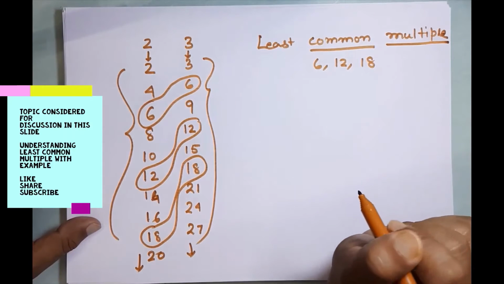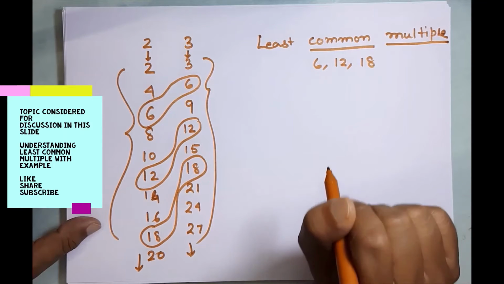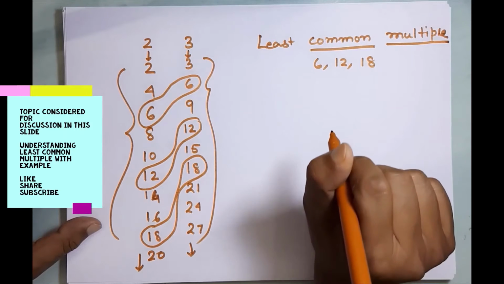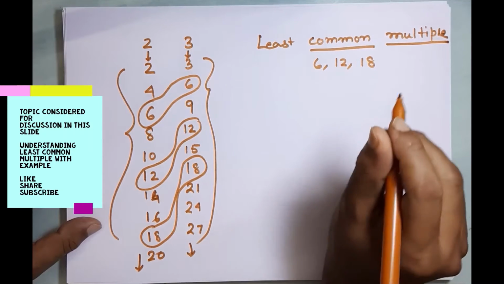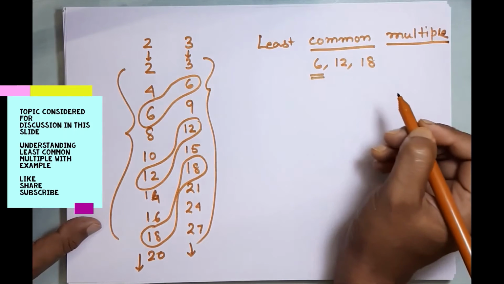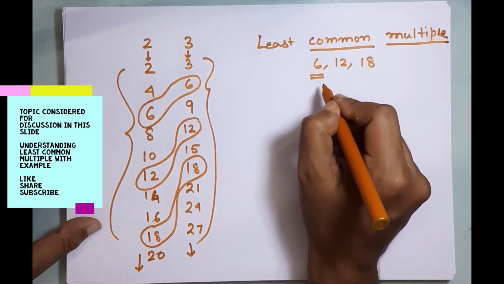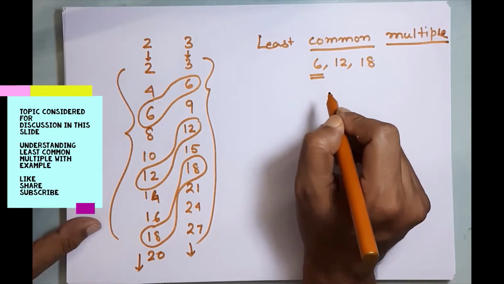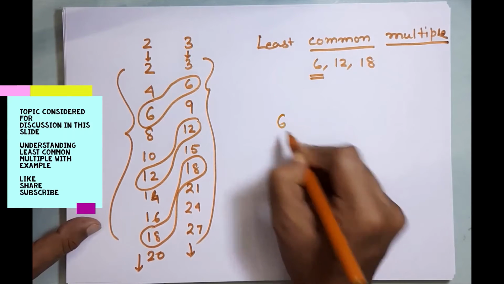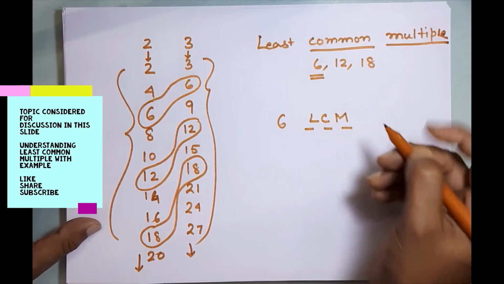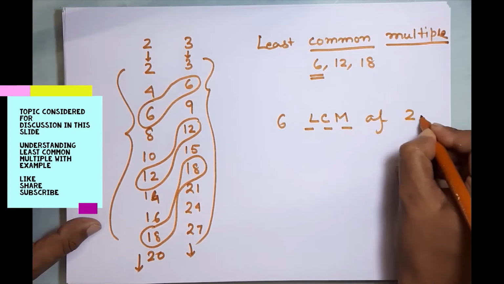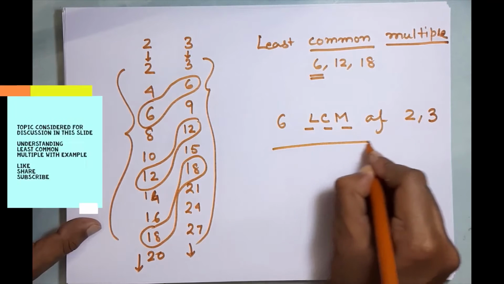Okay, will you be able to tell me the least number out of all the common multiples that has been identified? Yes, 6 is the smaller one, or 6 is the lesser one, and 6 is the least one. So 6 will be LCM, least common multiple of 2 and 3.